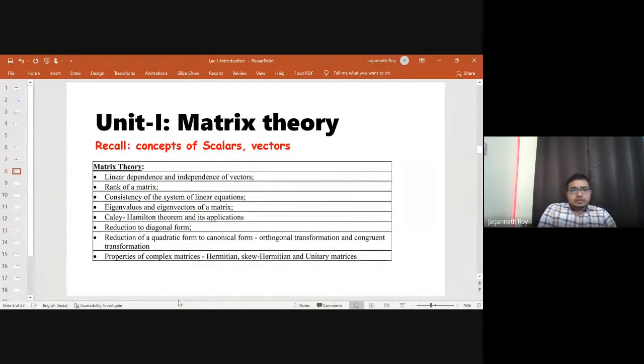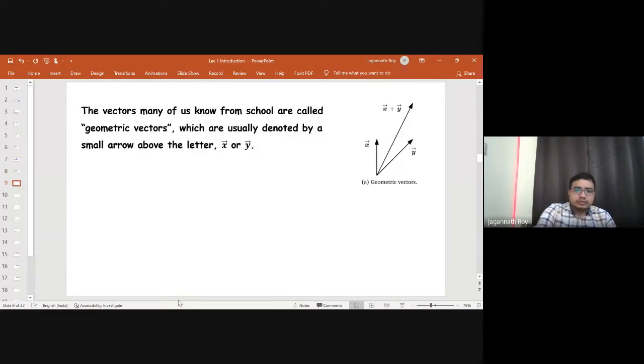So let us start with the topic, that is matrix theory. Before we start, let us just recall the concepts of scalars and vectors. If you remember, geometric vectors have a magnitude and a direction, right? You can think of it as a two-dimensional vector in 2D. You can also have three-dimensional vectors.